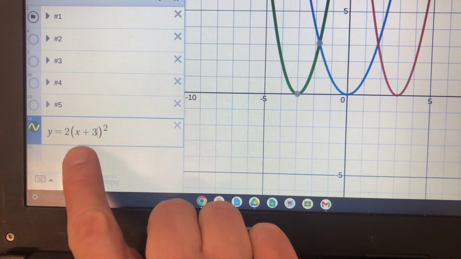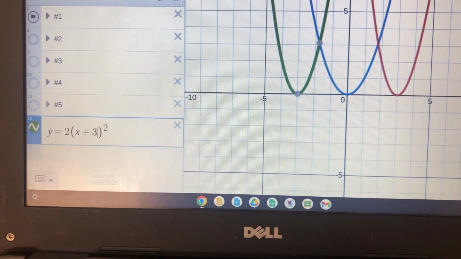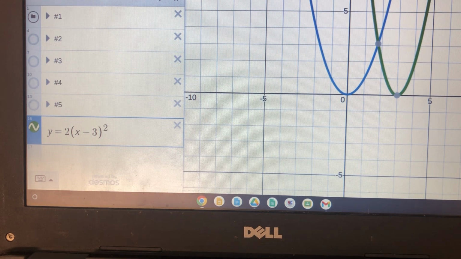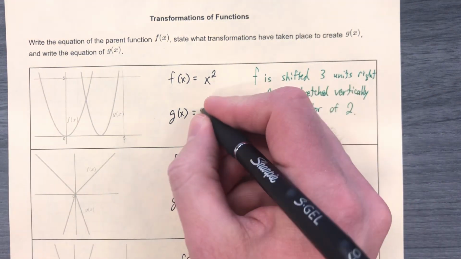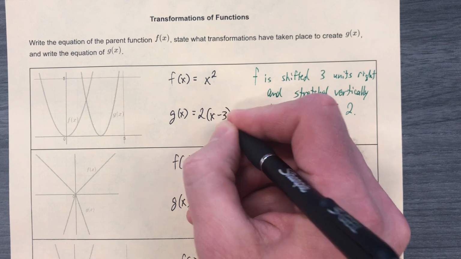You know this. It's with the x lies to you. So we are going to do the opposite. There we go, that was it. So this is the equation of g, and it does match up. So let's write that down, and then let's go through the next few. So 2, and then x minus 3 squared.